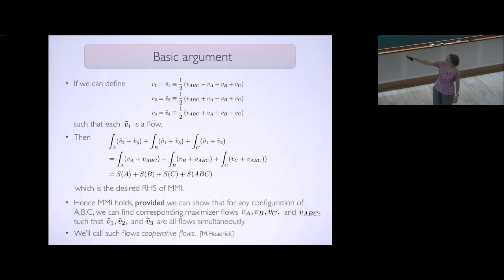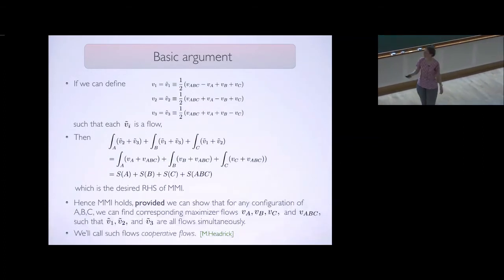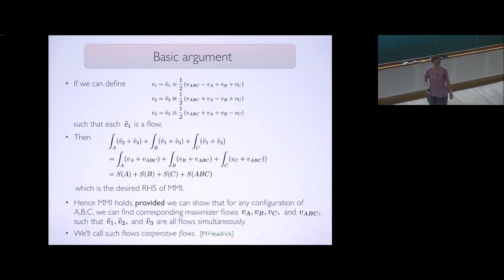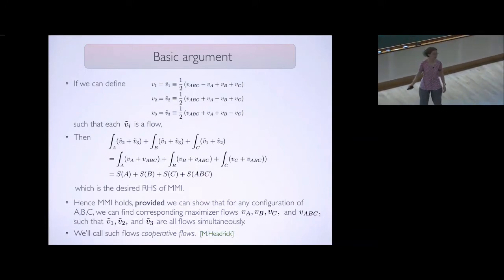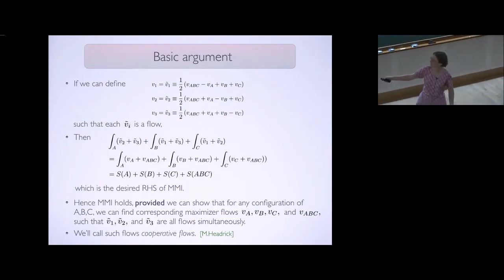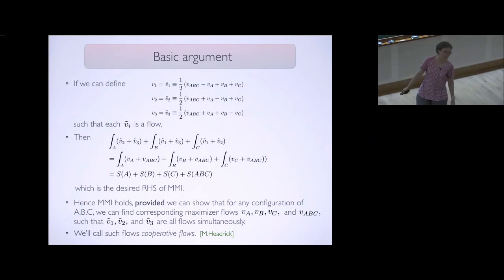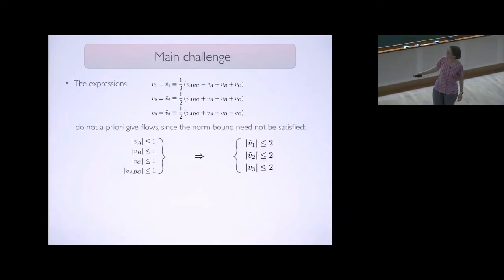provided we can show that these objects that I'm putting in here are in fact flows, that they do in fact satisfy, well, the divergencelessness is trivial from linearity, but that they do in fact satisfy the norm bound. You had a question? Okay. And so Matt called such flows, well, in private conversations, cooperative flows, so that's what I'll call them, and hopefully the motivation for that phrasing will become clear momentarily. Okay, so this is what we're instructed to do.